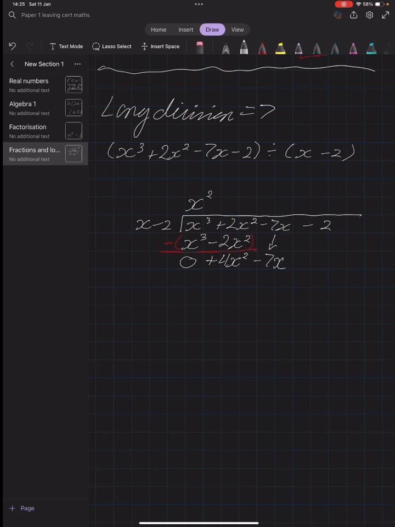And now you repeat the process. I'm going to do this number divided by this number, and I'm going to write it here. Okay? So 4x squared divided by x is plus 4x. Now I'm going to multiply this number by this number, and I'm going to write it down here.